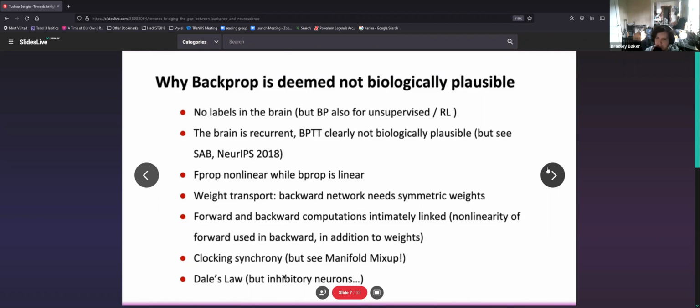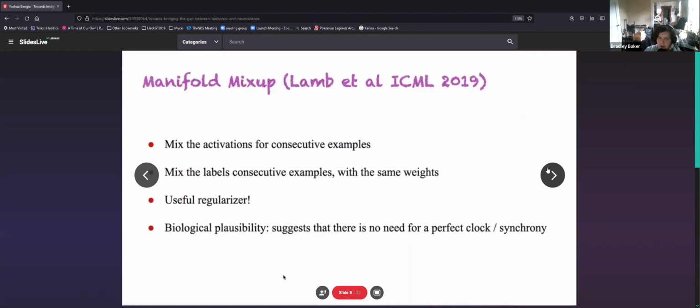There's lots of reasons. I mean, we require symmetric weights in the brain if we would need to do backprop in a biologically plausible way. There's a lot of reasons to work at coming up with a more biologically plausible method. And one of these methods was published back in ICML 2019. I again didn't really look at this particular paper in too much detail.